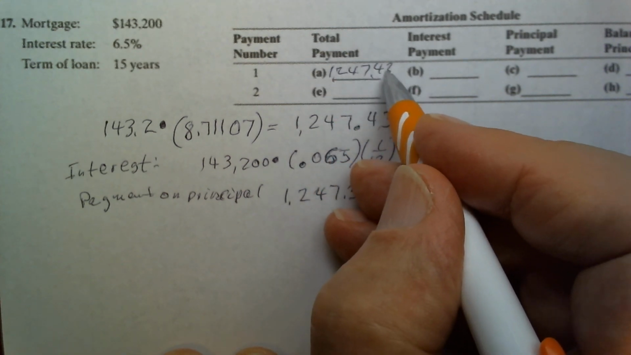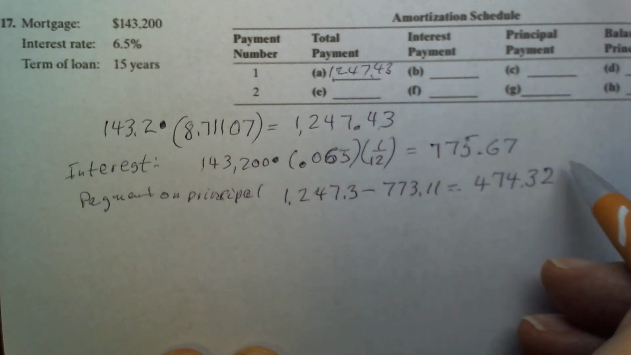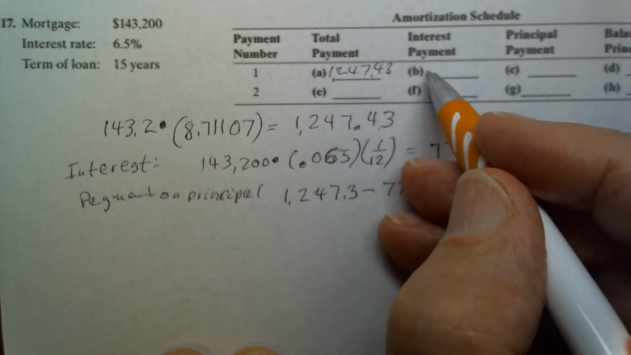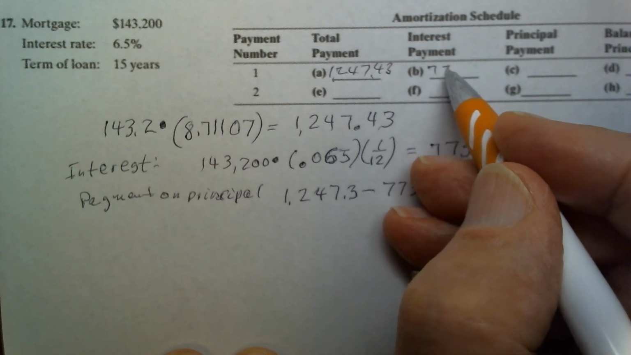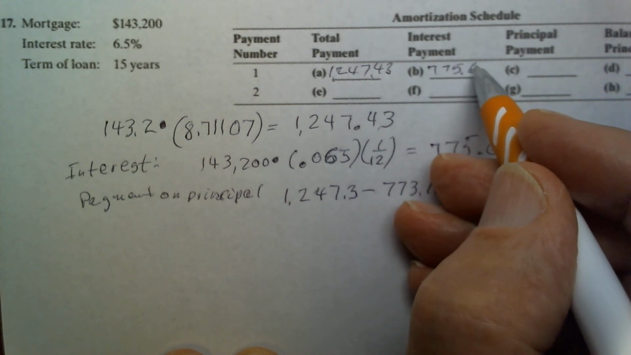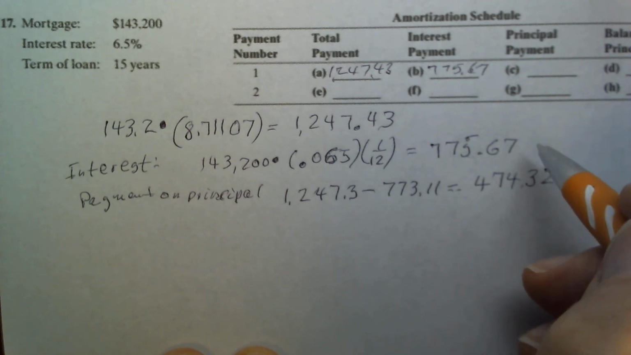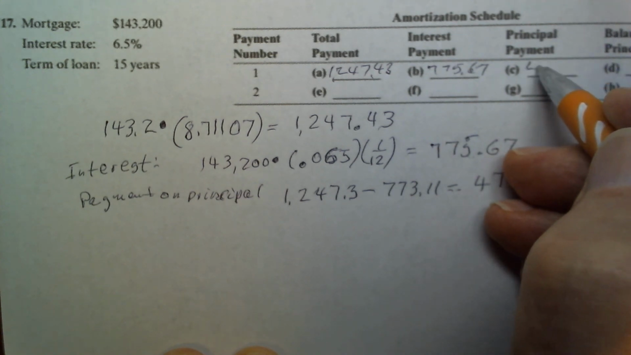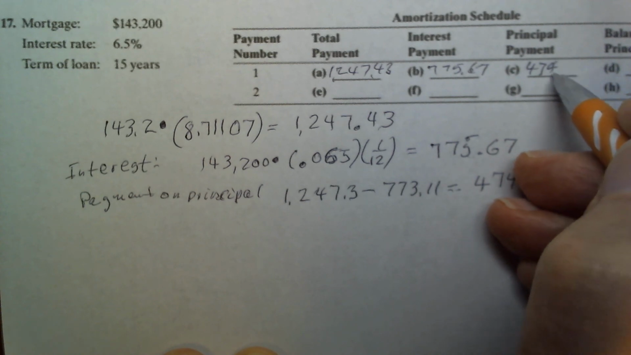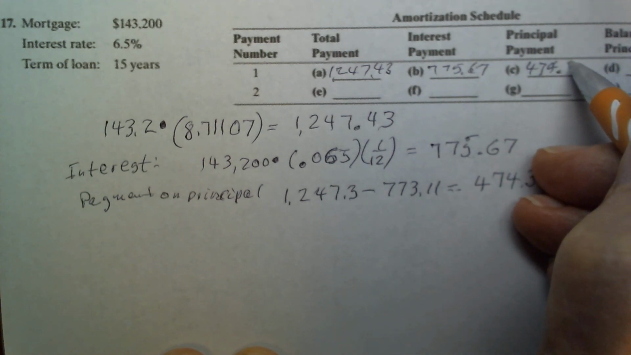$1,247.43, and the interest payment that month was $775.67, so it's kind of small. And then the payment towards the principal is $471.76.